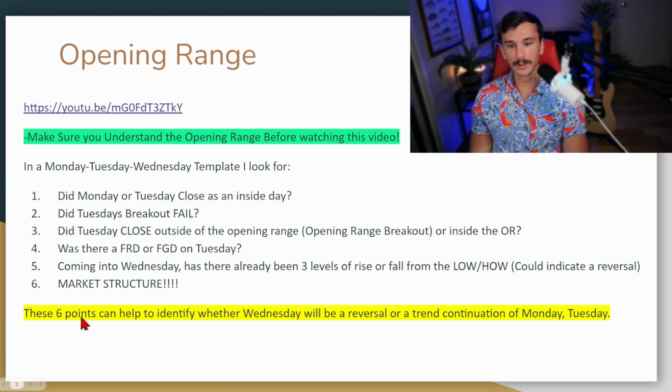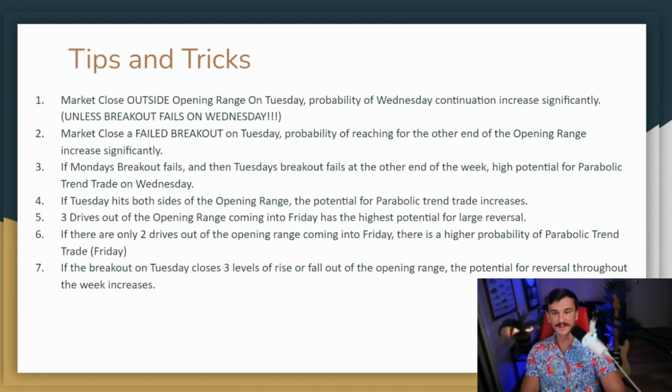These 6 points alone can help me to identify whether or not I will have a trade on Wednesday. Will Wednesday become a reversal, or will Wednesday become a trend continuation of Monday and Tuesday? This slide is actually from my previous video that was linked in that last slide, but this is very relevant for the rest of the backtesting and all of the slides that I'm about to get into right after this one.